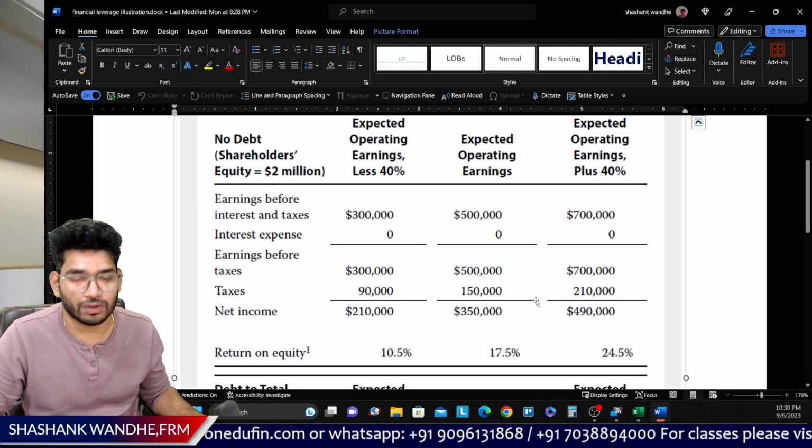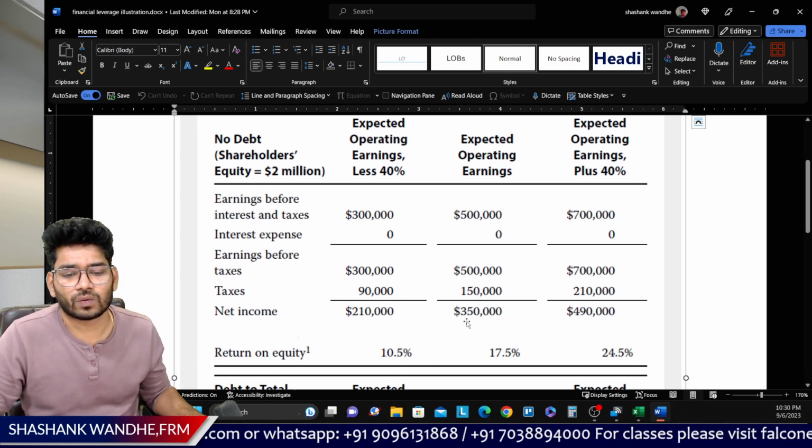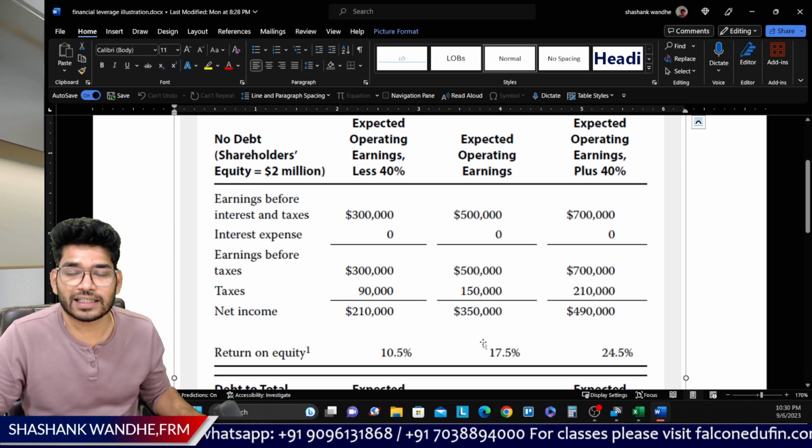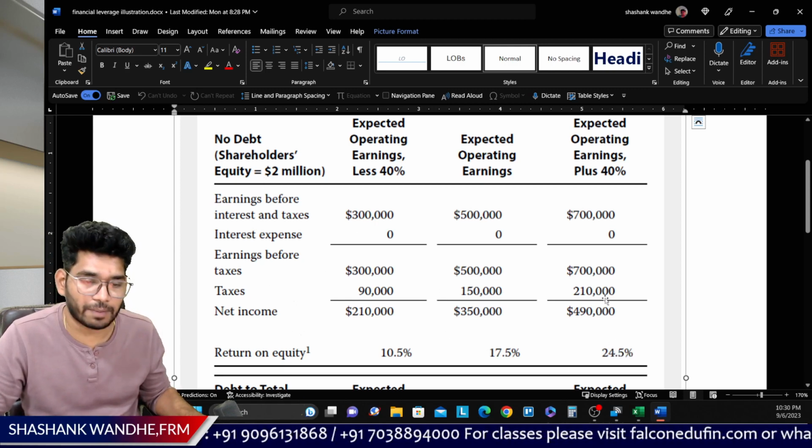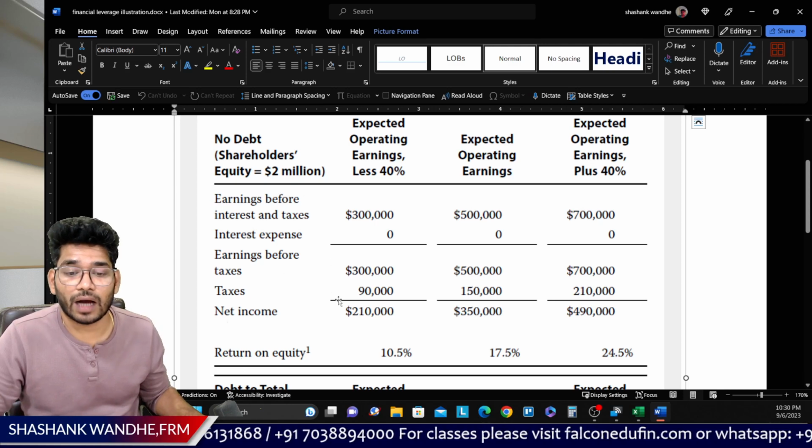If you consider situation 2 here, simply the expected earning, 3 lakh 50,000 divided by 2 million, the answer is 17.5% and 24.5%. Okay, this is the situation when you have no debt.